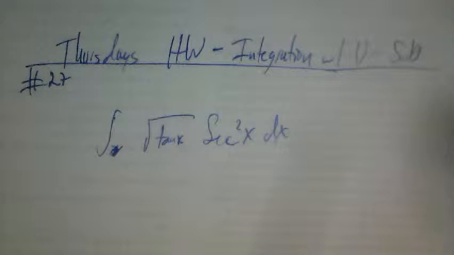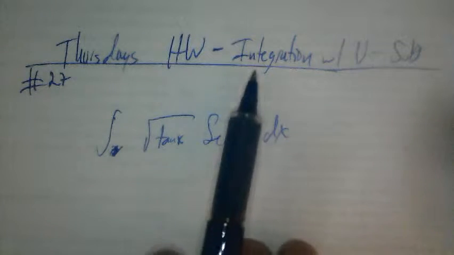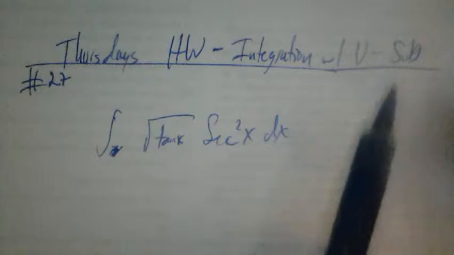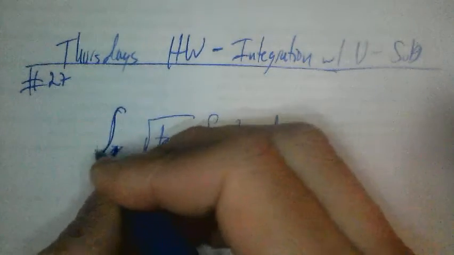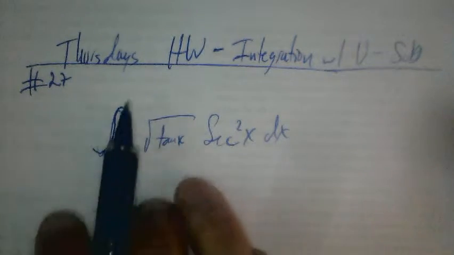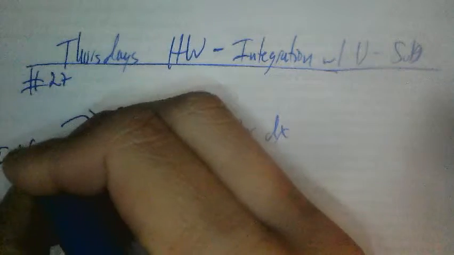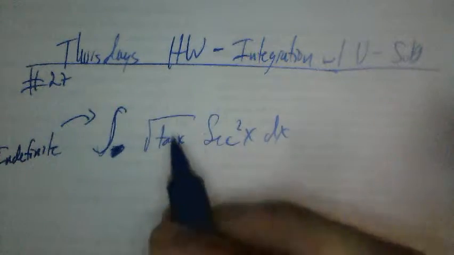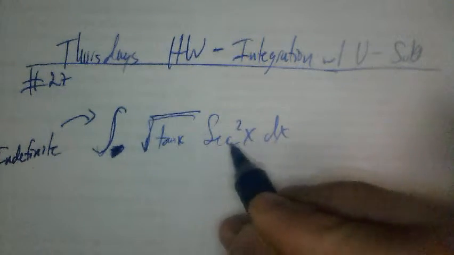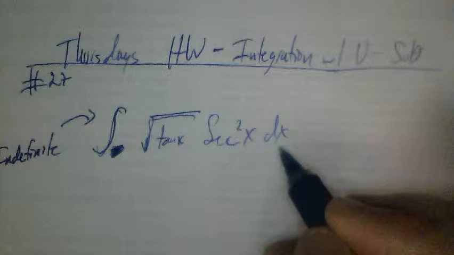Hello everybody, this is an example of Thursday's homework, which is integration with u substitution. We're going to be doing number 27, the indefinite integral. There are no limits of integration, so this is indefinite, of the square root of tangent x times secant squared of x dx.